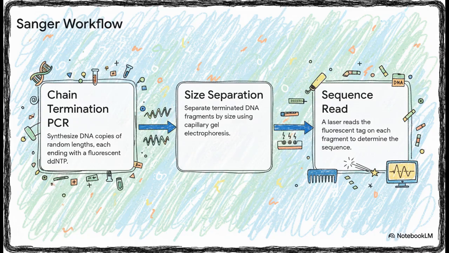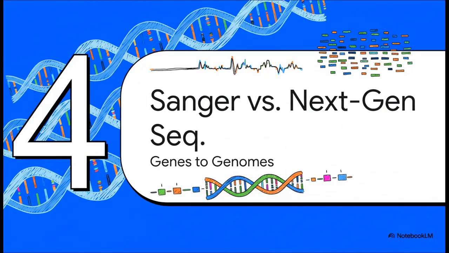Then you sort all those fragments by size, from shortest to longest. Finally, as each fragment zips past the detector, a laser makes its fluorescent tag glow, and the machine reads the color. The sequence of colors it reads tells you the DNA sequence, one base at a time. Sanger sequencing absolutely changed the game, and for a long time, it was the only way to do things. It's still incredibly accurate. But technology marches on, and things got a whole lot bigger and a whole lot faster.